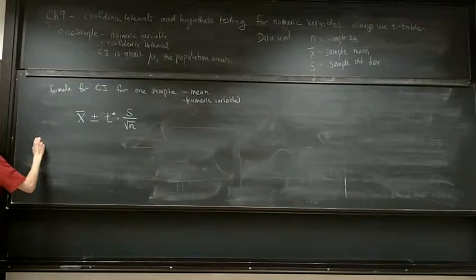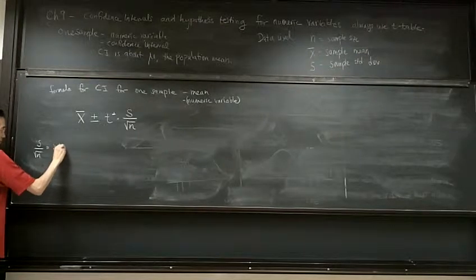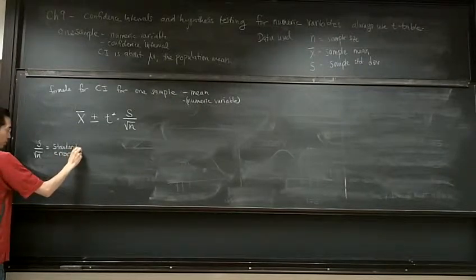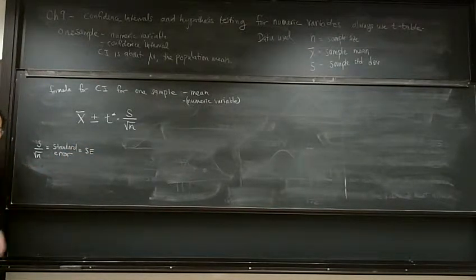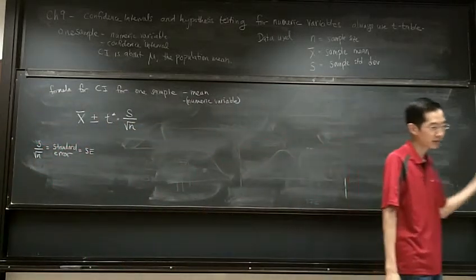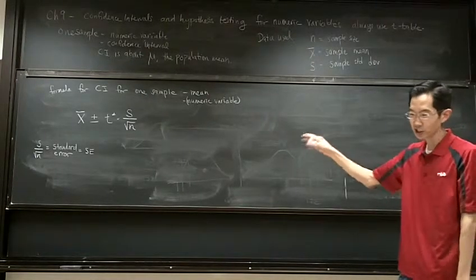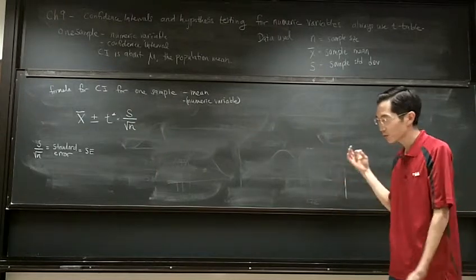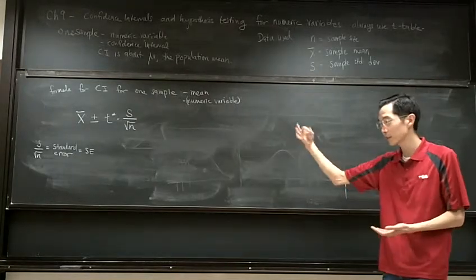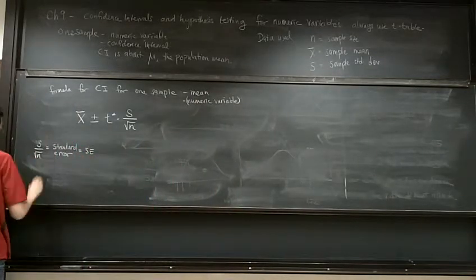It's also worth noting that S over the square root of n is called the standard error, or SE. When you were dealing with proportions and categorical variables, we also had the standard error, but it had a different formula. The standard error changes depending on what type of variable you have and whether you have 1 sample or 2 samples. For 1 sample means, your standard error is S over the square root of n.